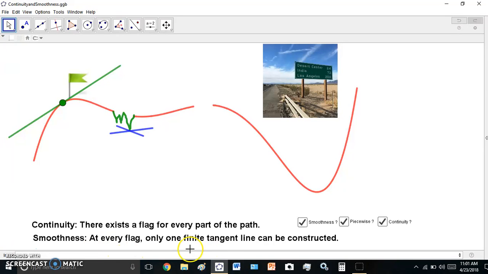So to be smooth, only one finite tangent line can be constructed anywhere along the path, okay? That means it will be smooth. And that covers what I'd like to say about continuity and smoothness.